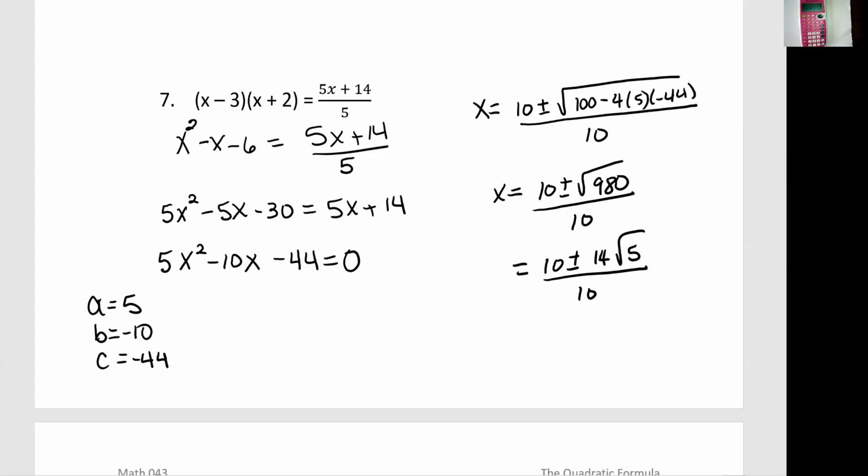And then I need to simplify. I can divide 10, 14, and 10 all by 2. So my final answer is 5 plus or minus 7 square root of 5, all divided by 5.